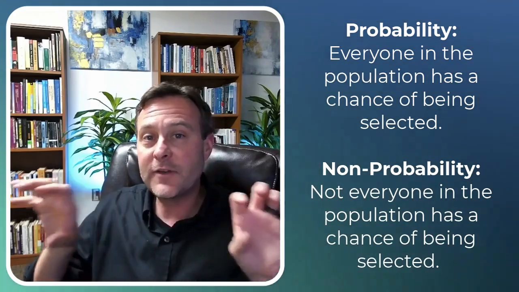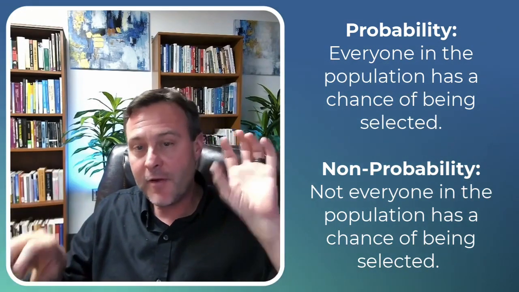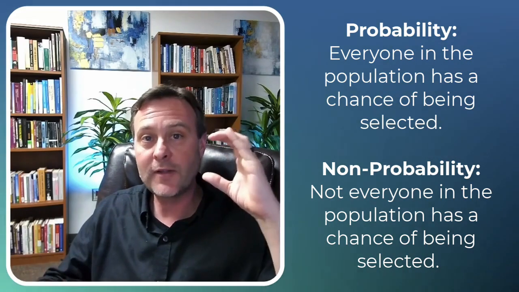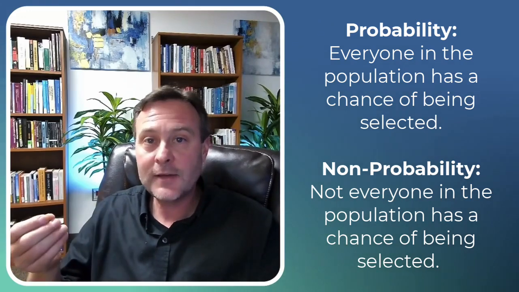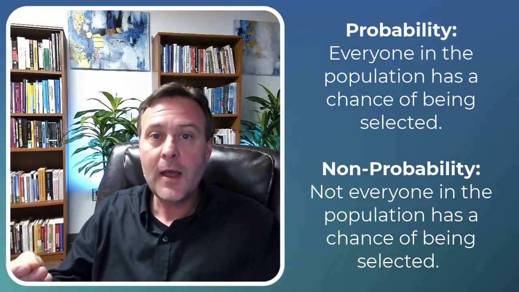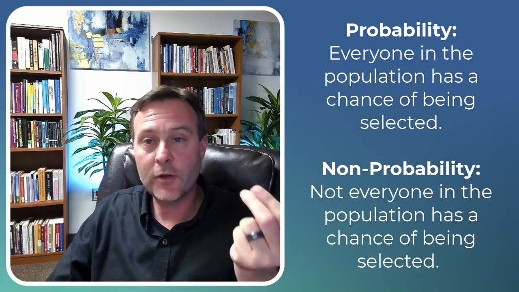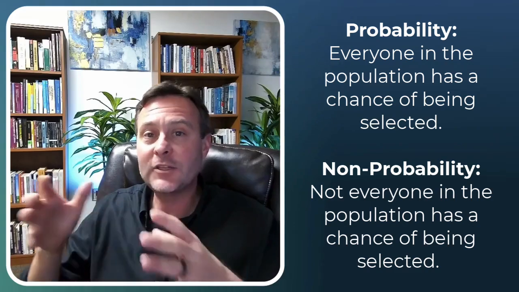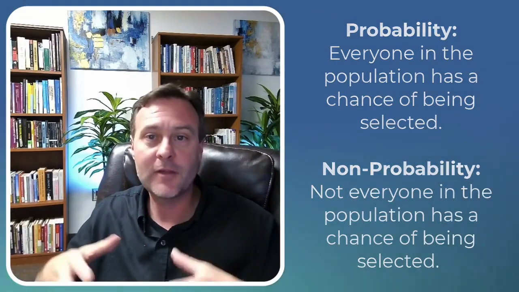But the biggest division between them is probability and non-probability. Does everybody have at least some statistical probability of being included in the sample? If so, it's a probability sample. And if not, then it's non-probability. If it's probability, it has the strongest generalization to the whole population of interest. If it's non-probability, it's not as generalizable, but that doesn't mean there aren't important implications based on what you find.